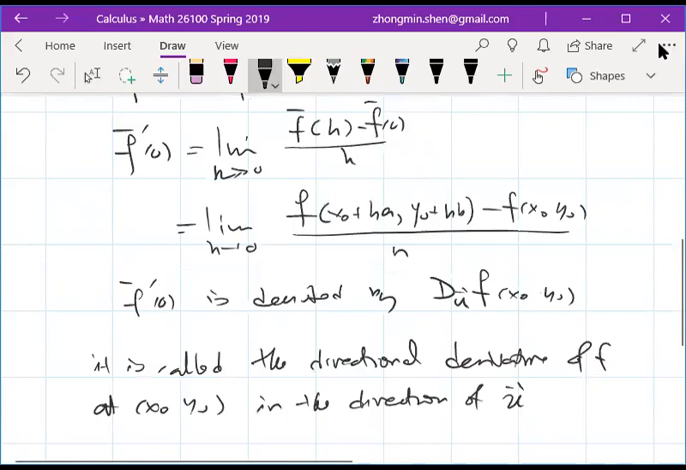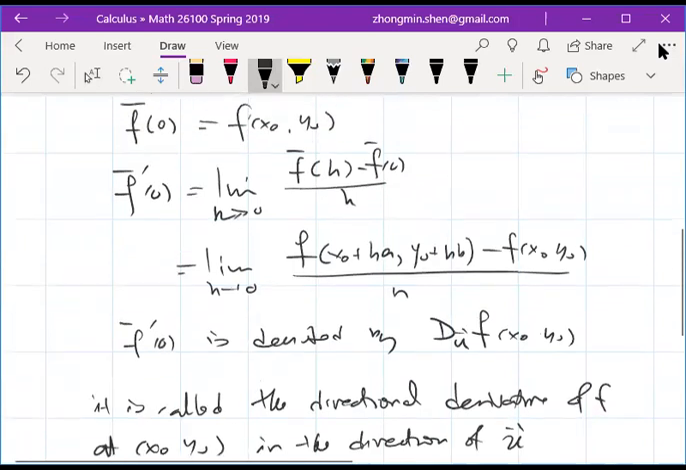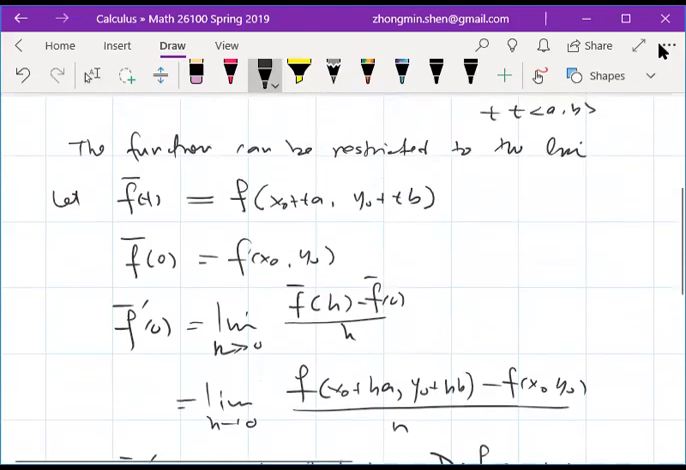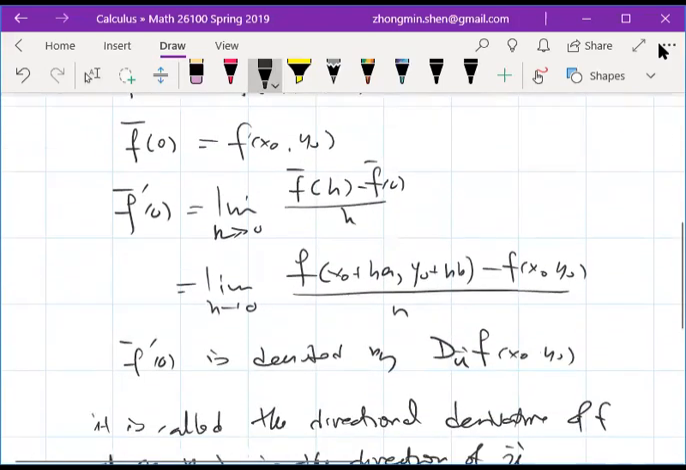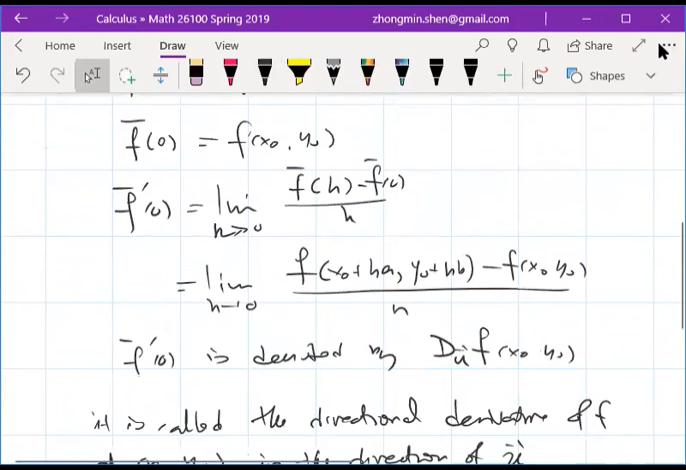When you look at the above limit, you will see that this is just the rate of change of the value of the function along the line, in that direction. So what is the directional derivative in the direction u? The meaning of that is the rate of change of the value of the function along this line.